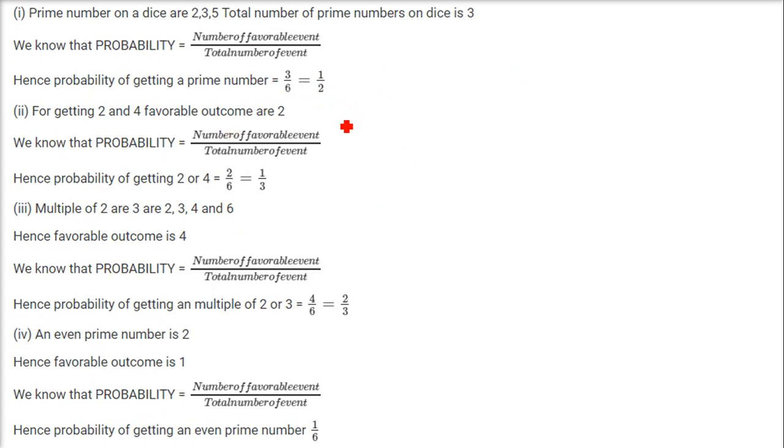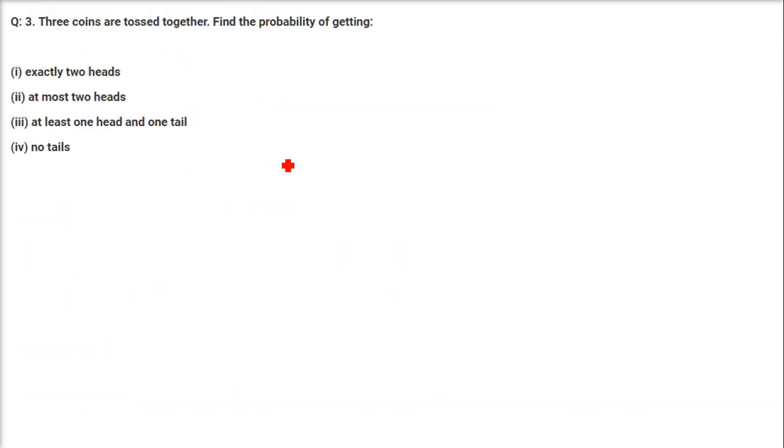This is the way you are going to solve it, whenever you are doing it for an assignment or examination. This is how you have to do it, using the concept I told you just now.